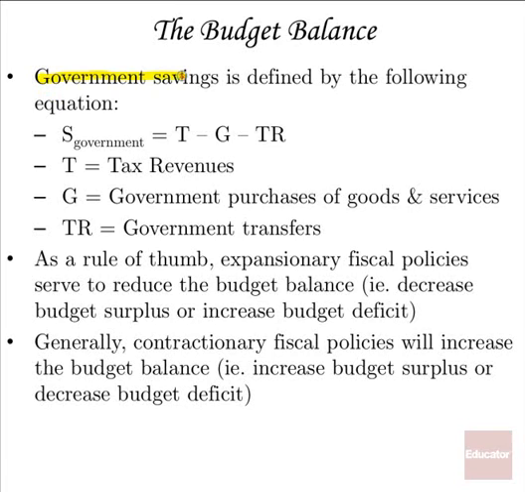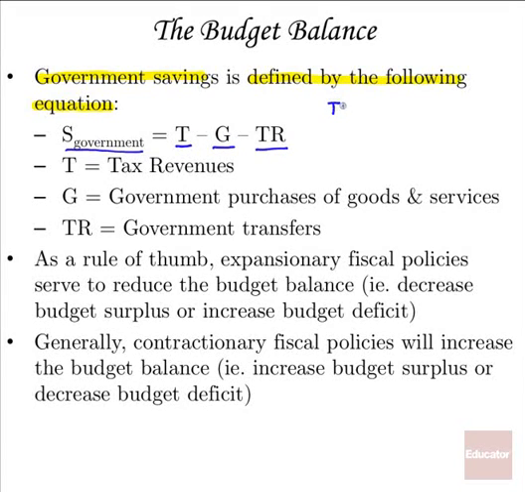So the government savings is defined by the following equation. Again, some people might have an issue with the idea of the government saving, because how is the government actually saving? They're saving American taxpayers' money, which, if you think about it, theoretically really belongs to them. But nuances aside, government savings, S government, equals T minus G minus TR.